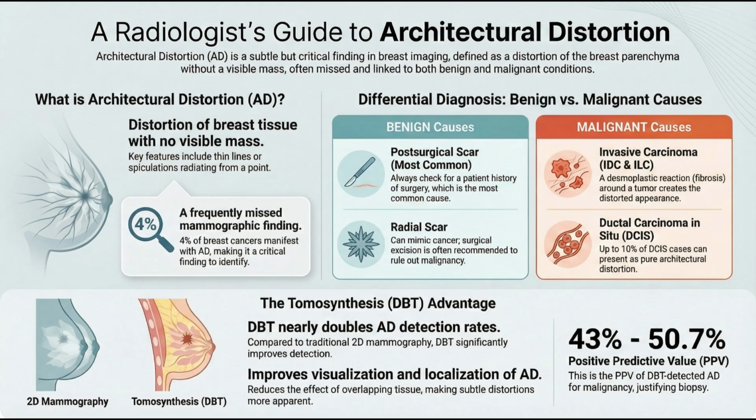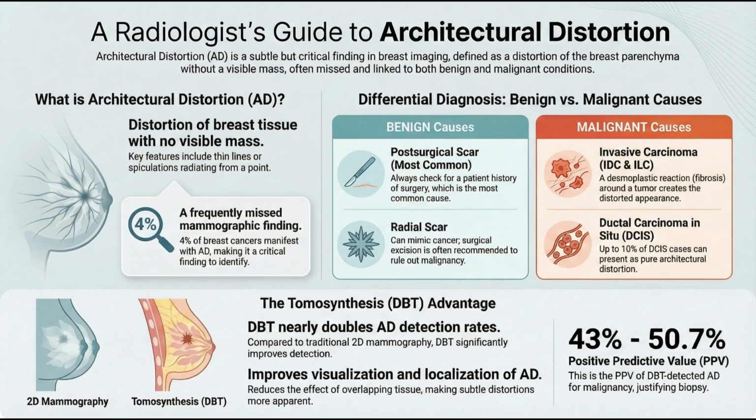Now let's talk about the benign causes, the mimics. We already covered the post-surgical scar. What's the next most crucial mimic? That would have to be the radial scar. It's also known as a complex sclerosing lesion, or CSL, and they look terrifyingly similar to cancer on a mammogram. Sometimes they're called black stars because of their highly spiculated appearance. A CSL is just the term for a radial scar that's a bit larger, usually over 1 centimeter.